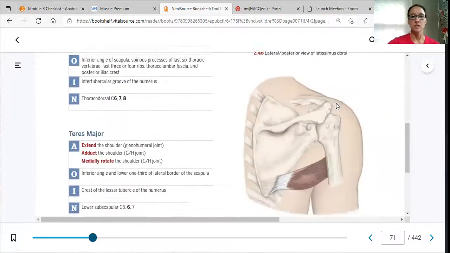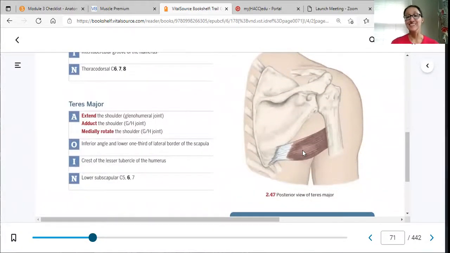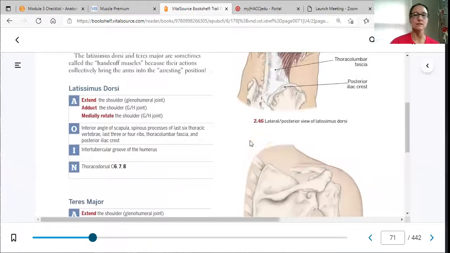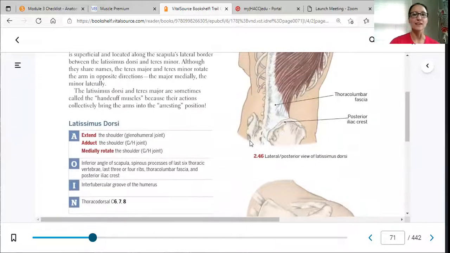Teres major, on the other hand, like I said, is quite small. You can see that it is sort of rounded. I think it's more rectangular, finely shaped, a cylinder. Teres major is Lat's little helper. It's a nice way of remembering it because they have the same actions. Okay, so let's get right into the origins and insertion of Latissimus dorsi, and then we'll talk a little bit about Teres major.